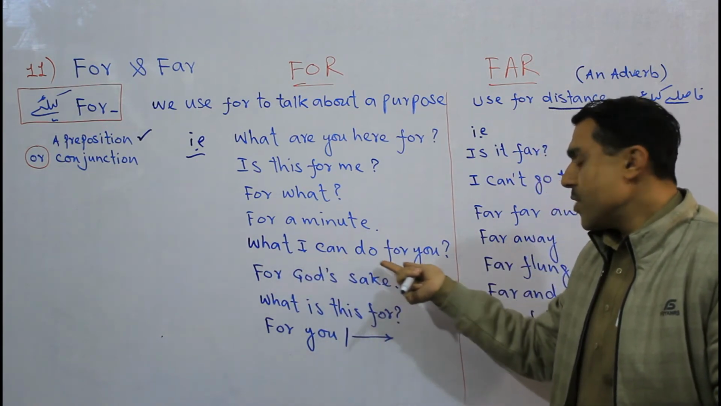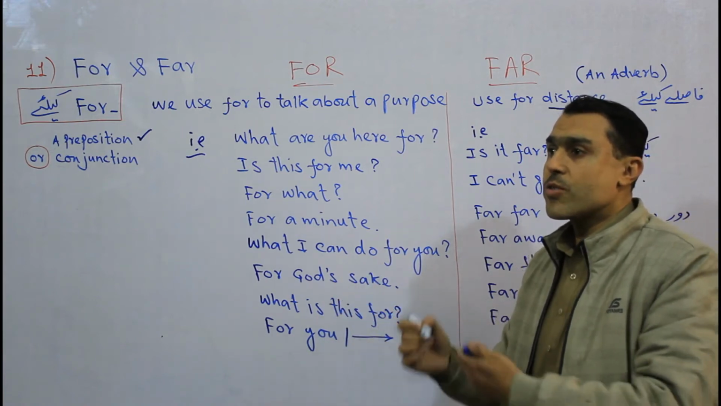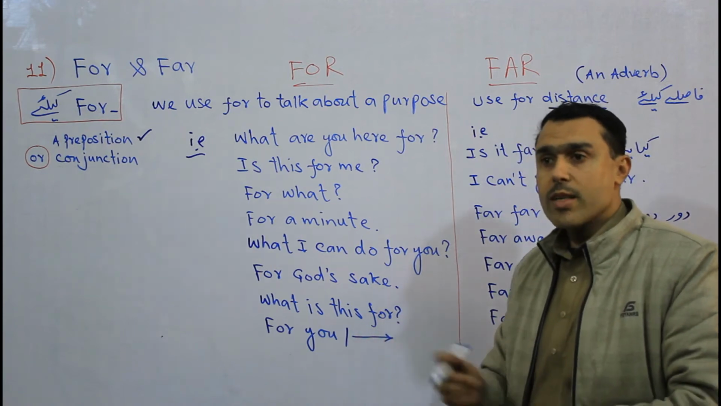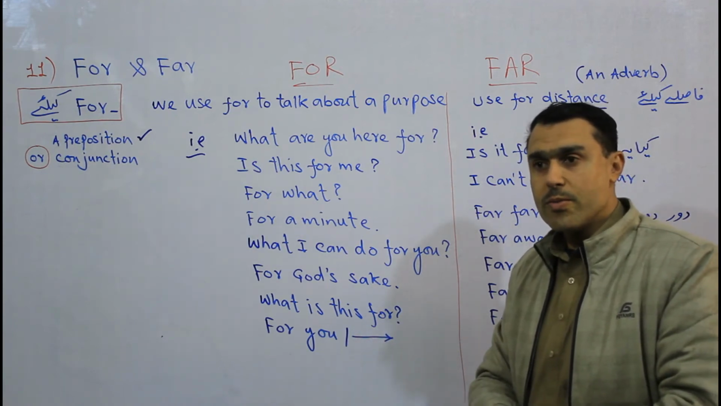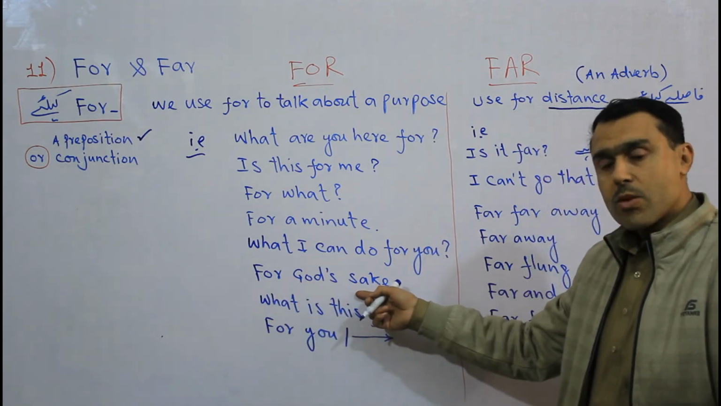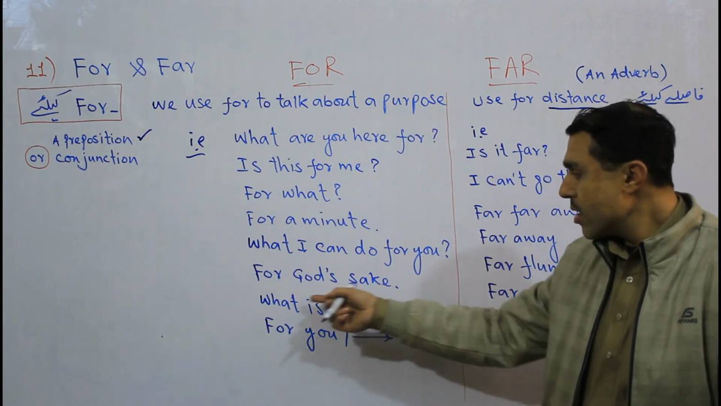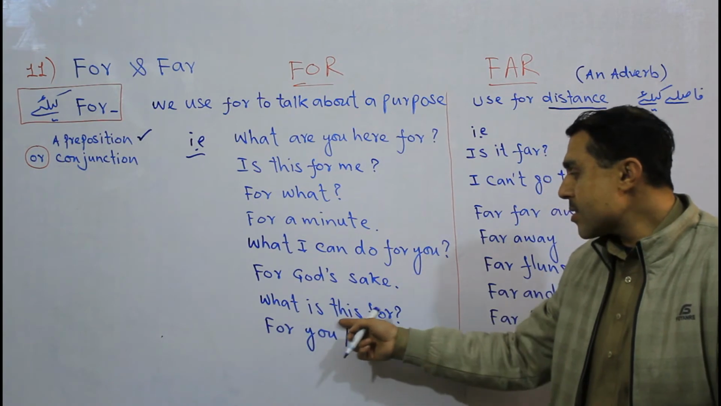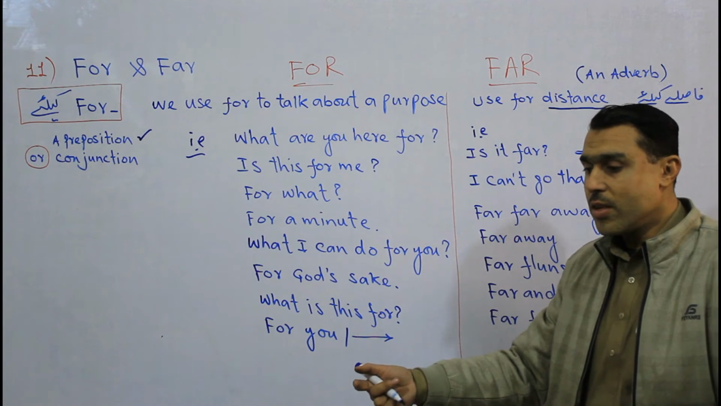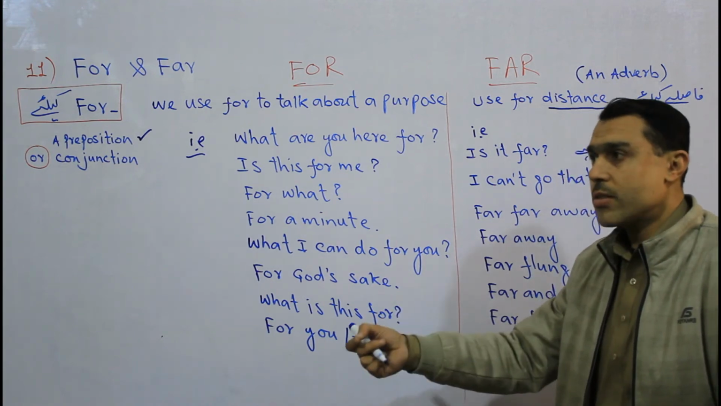What can I do for you? This is mostly we use when we have a stranger in front of us. जब हमारे सामने कोई भी stranger आता है, हम उसको कहते हैं, excuse me, what can I do for you? For God's sake, खुदा के लिए, for God's sake. What is this for? This is for eating. ये eating के लिए means खाने के लिए.